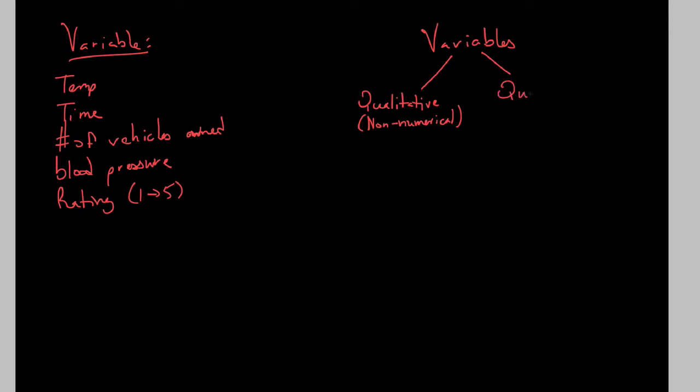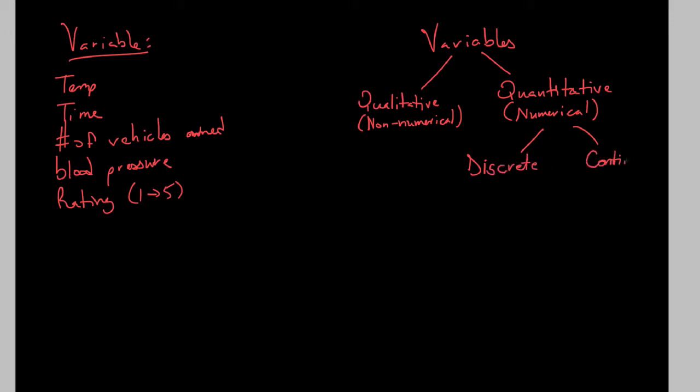The other possibility is that it is quantitative. No, I didn't spell that right. Quantitative. And this is numerical data. The interesting thing with numerical data is that we often take this a step further and we refer to these things as either being discrete or continuous.